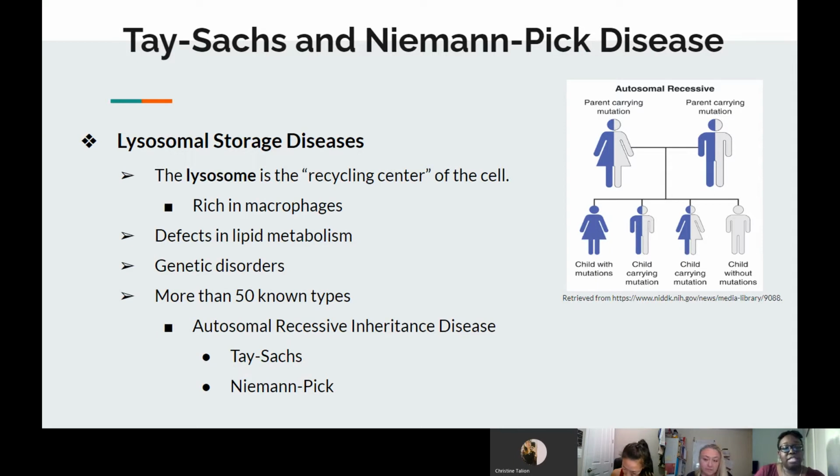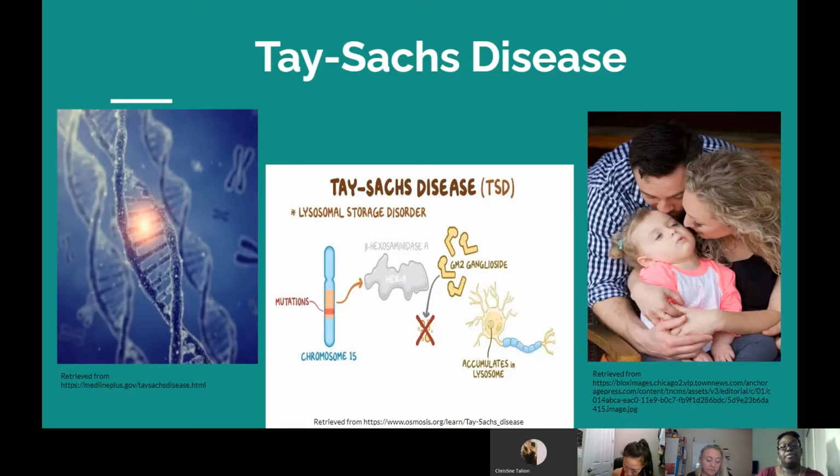Tay-Sachs and Niemann-Pick disease are also called autosomal recessive diseases, and we all know that that means that if two of the parents are carriers, then their children will have a 25% chance of being affected by the mutation. So first we'll start with Tay-Sachs disease.